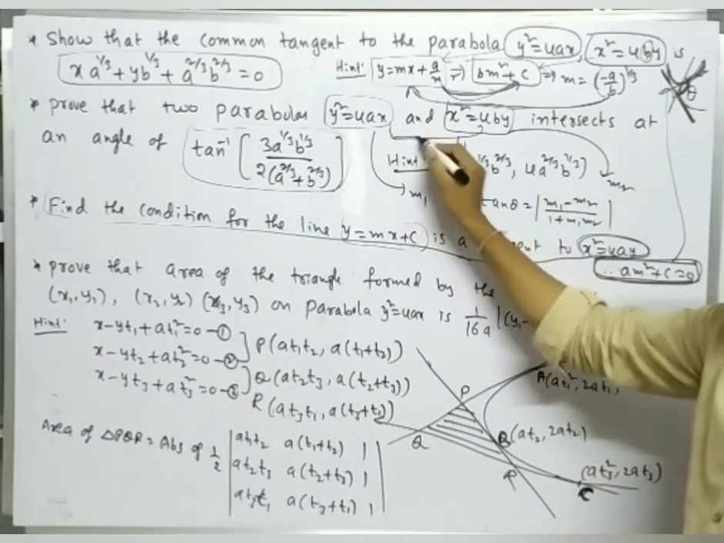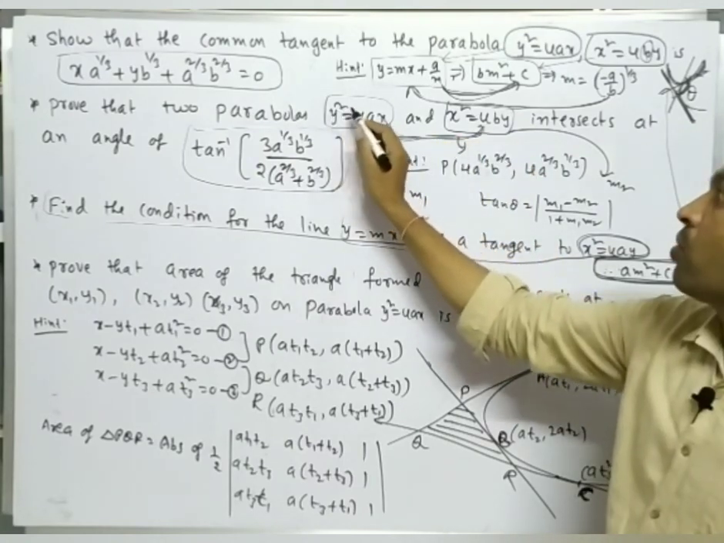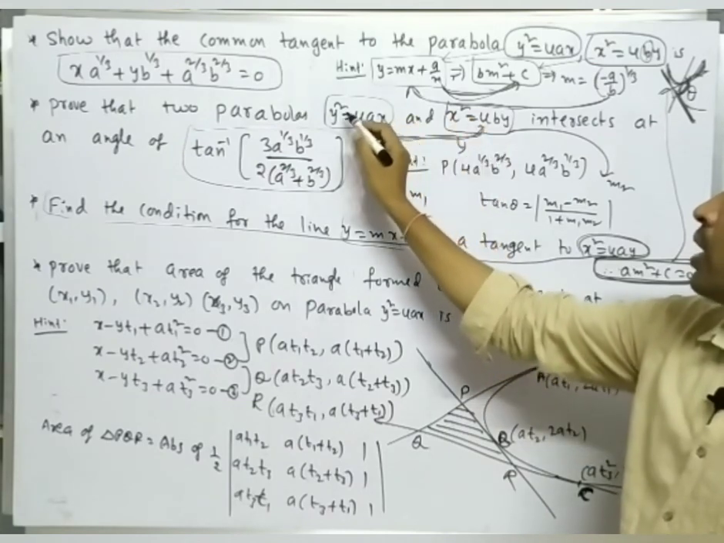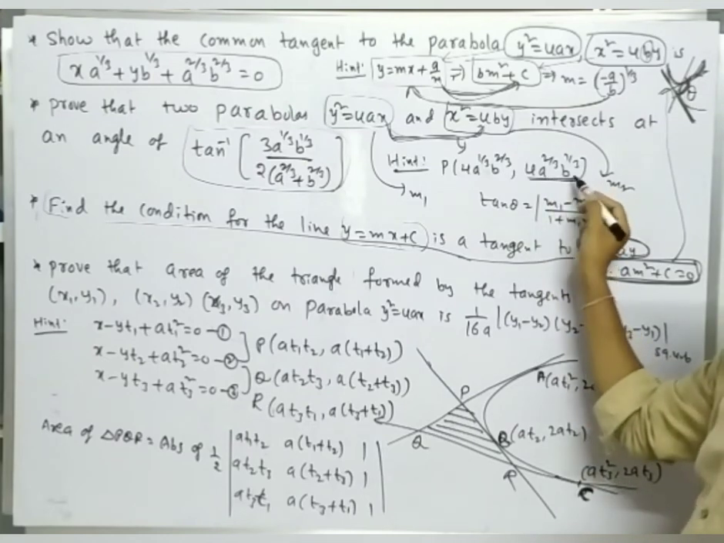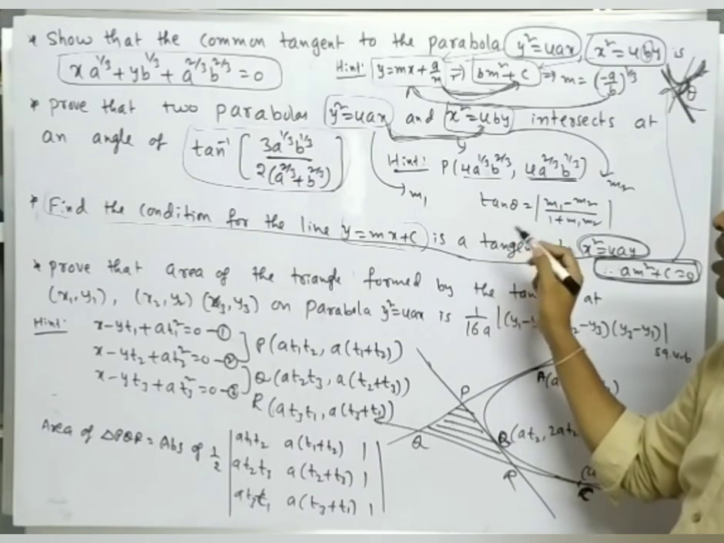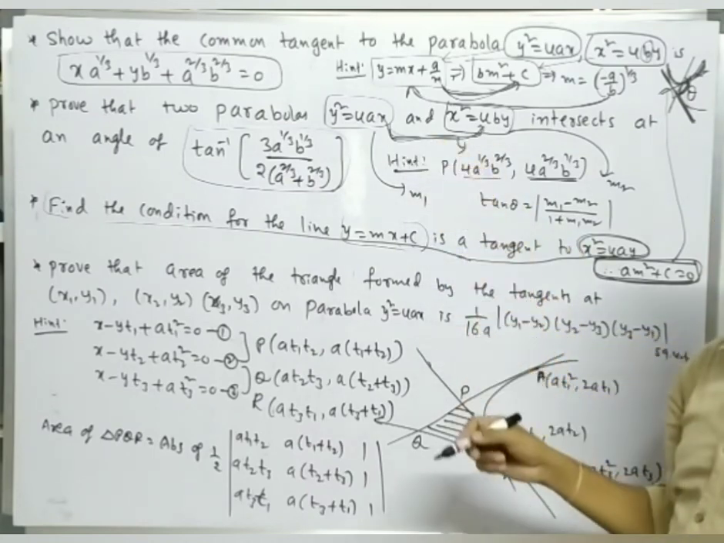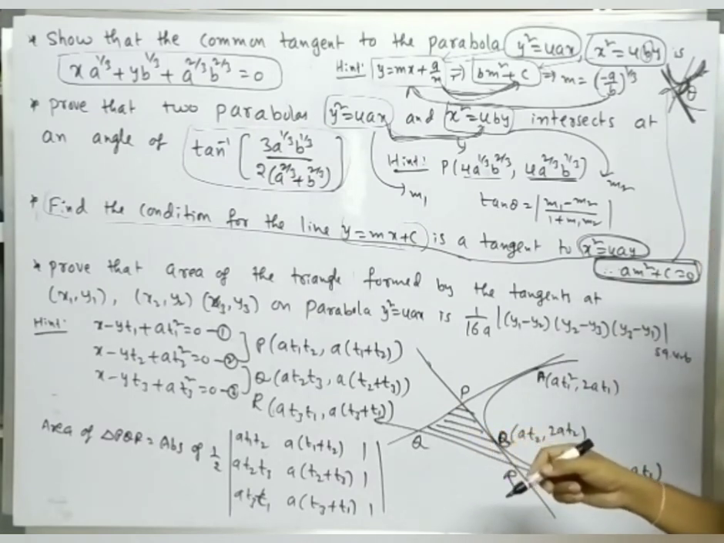So solve these two parabolas. Squaring on both sides, you will get y power 4 is equal to 4ax square. Substitute x square here and you will get y value as 4a power 2 by 3, b power 1 by 3. Then substitute the y value here, you will get x value as 4a power 1 by 3, b power 2 by 3. So this is the point of contact, the point of intersection of those two parabolas.